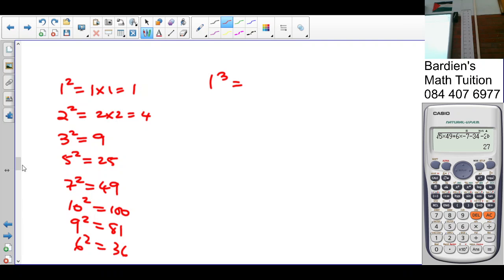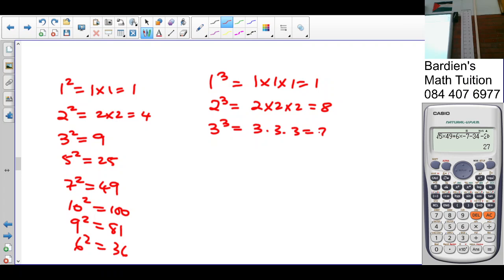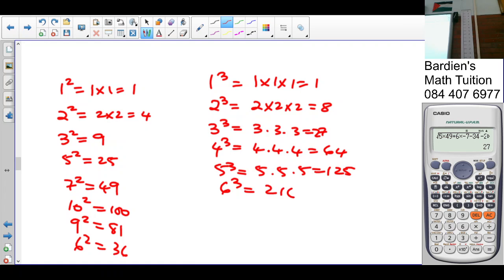So let's look at 1 cube. What's 1 cube? 1 times 1 times 1, which is 1. 2 cubed, 2 times 2 times 2, which is 8. 3 cubed, 3 times 3 times 3 is 27. 4 cubed, 4 times 4 times 4, which is 64. 5 cubed, 125. 6 cubed, 216. And so on and so on.